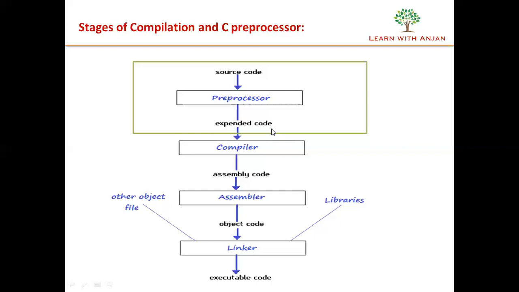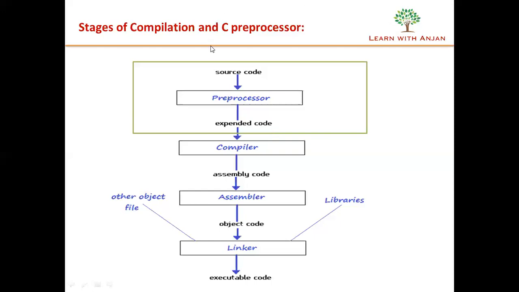Now the compiler acts on this file, and the compiler produces assembly code, which is not machine code. It is some intermediate form. On this assembly code, the assembler acts. The assembler finally produces the machine code. After that, the linker comes into place. If at runtime some library functions are required, that linking is done by the linker. After all this, the executable code is generated. So this is the overall life cycle of a C program.